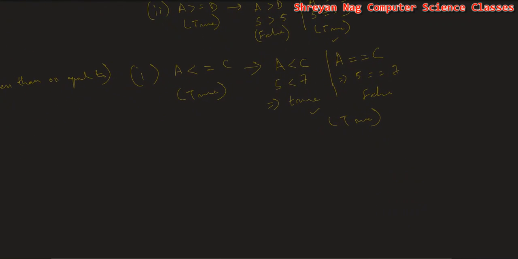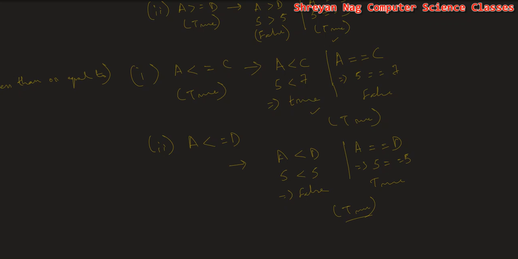Now if you say A less than equal to D, we have already seen from the previous examples that A less than D and A equal to D, two conditions work simultaneously. So 5 less than D is not possible, so the output will be false for the left side. And if you do this, 5 equal to D, so it is 5 equal to 5, so it is true. So if any one of them is true, the output will be true.